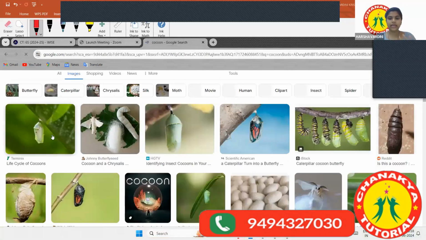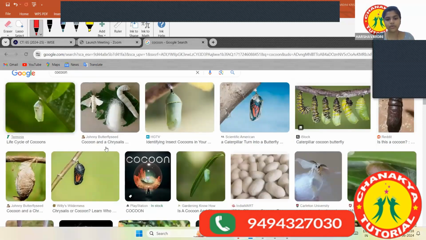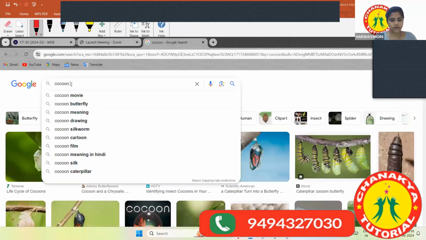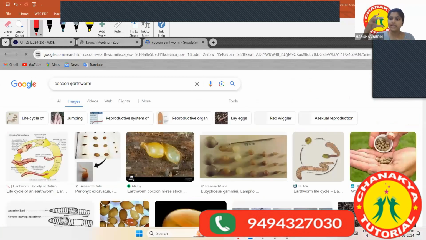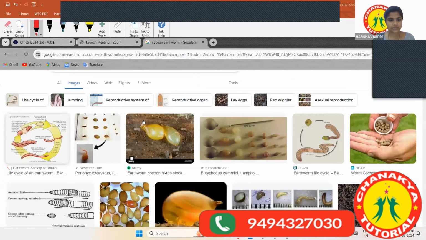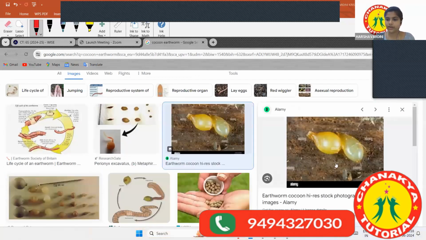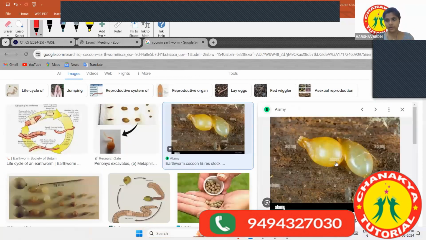The cocoon is a kind of structure. This is a butterfly's cocoon, but think of it like the cocoon of an earthworm. It's a structure where the egg can be placed, like a container, so that the egg can be protected inside without anything happening to it. Just as birds make a nest so that the eggs will be protected inside the nest, earthworms have a cocoon. Cocoon basically means protecting the eggs that it is laying.